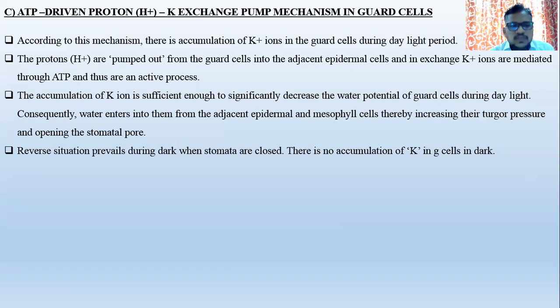The same process is reversed in the night, where the reverse situation prevails during dark when the stomata are closed. There is no accumulation of K plus in the guard cell, so the process is reversed and the stomata close. So these are the three important types of mechanisms which are involved in the opening and closing of the stomata.